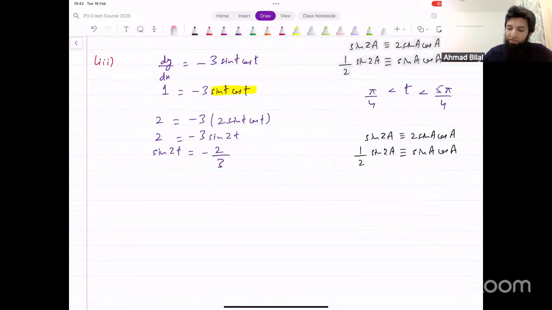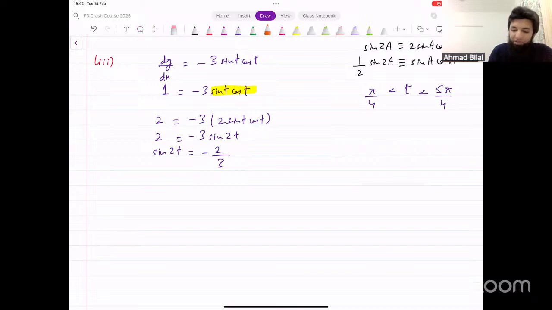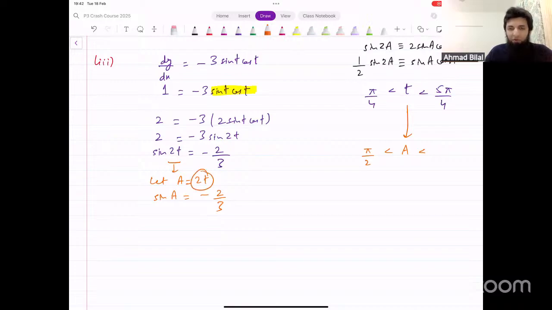Now, for problems like these, to make things simpler, we generally use a substitution. We say, let a equals 2 times t. And then this equation becomes sine of a equals minus 2 over 3. What's the interval going to be for a? If a is equal to 2 times t, when t is pi over 4, what's the value of a? Pi over 2, right? 2 pi over 4, that's pi over 2.